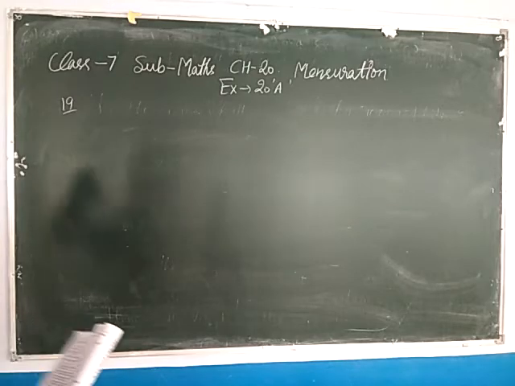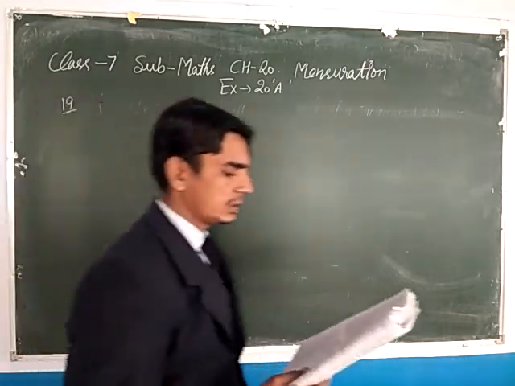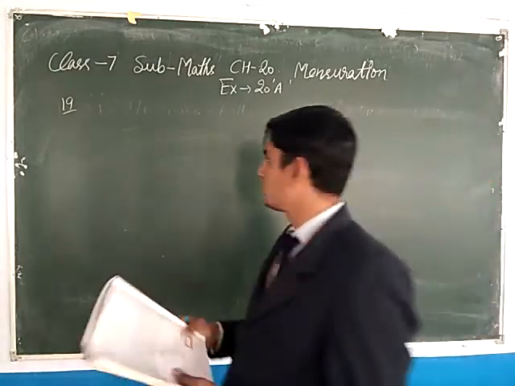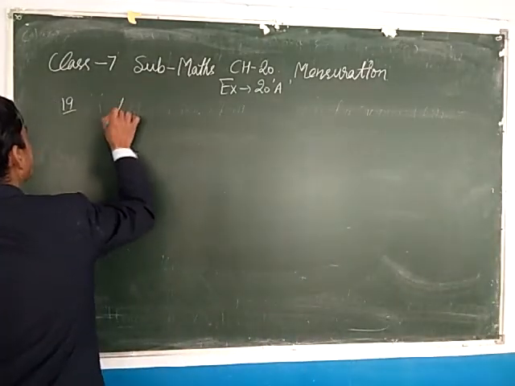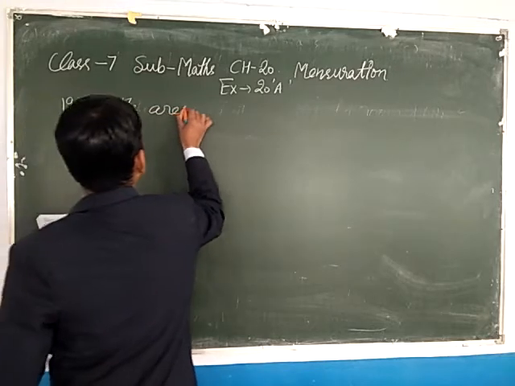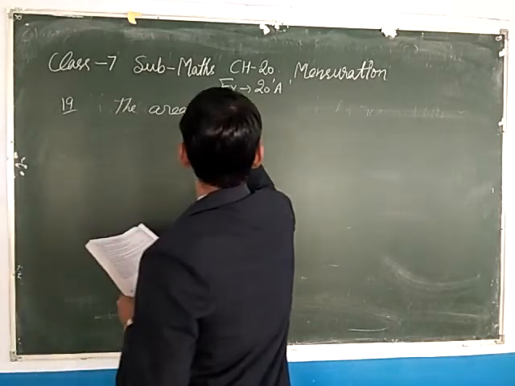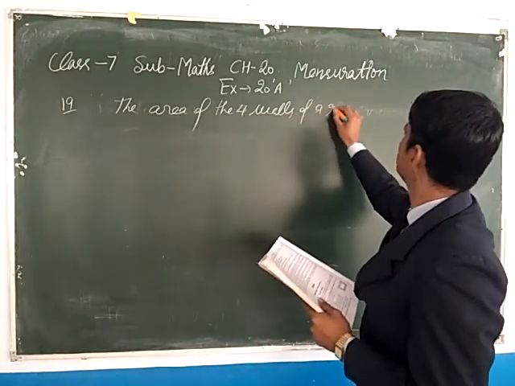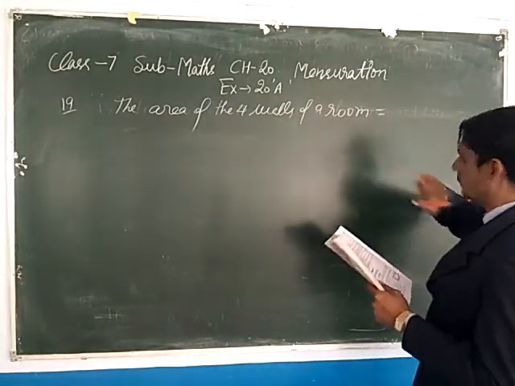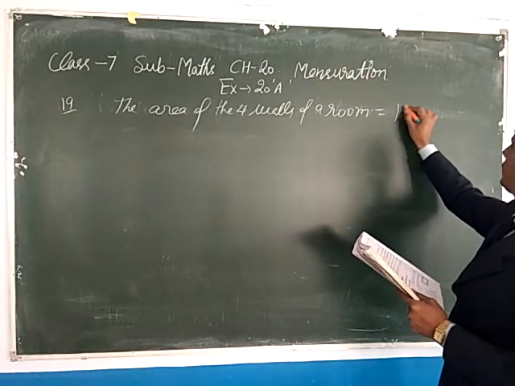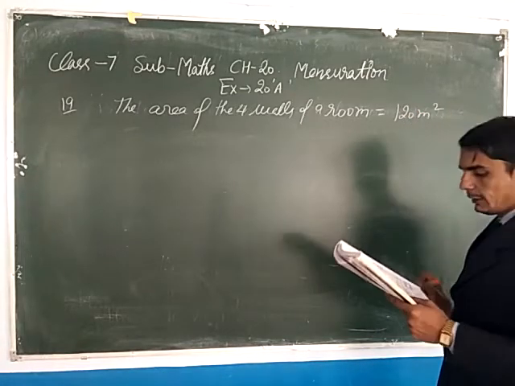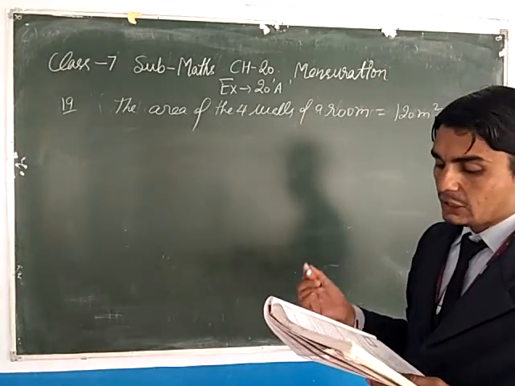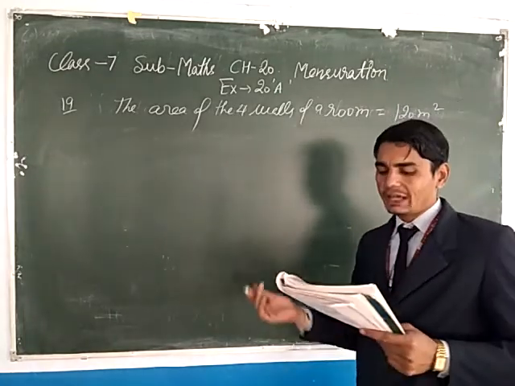Now see question number 19. The area of four walls of a room is 120 meter square. So this is the given part. Firstly, write that the area of the four walls of a room equals 120 meter square. Clear beta? Now, the length of the room is twice its breadth.